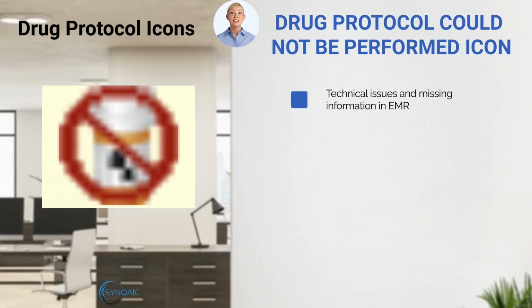Technical issues within the electronic medical record (EMR) system might prevent the drug protocol checks from being carried out. Essential patient data required to perform the drug protocol checks, such as weight, age, renal function, or other relevant clinical parameters, may be incomplete or unavailable in the system.